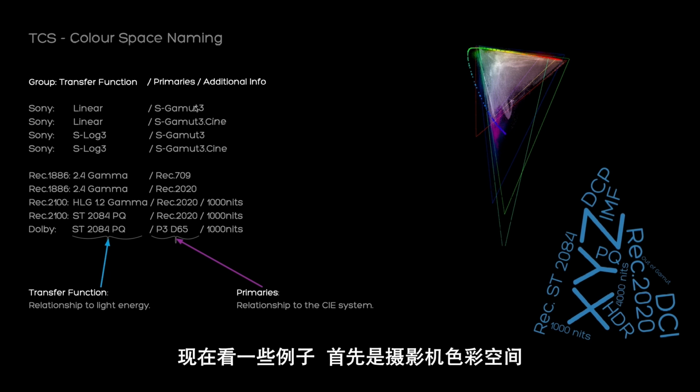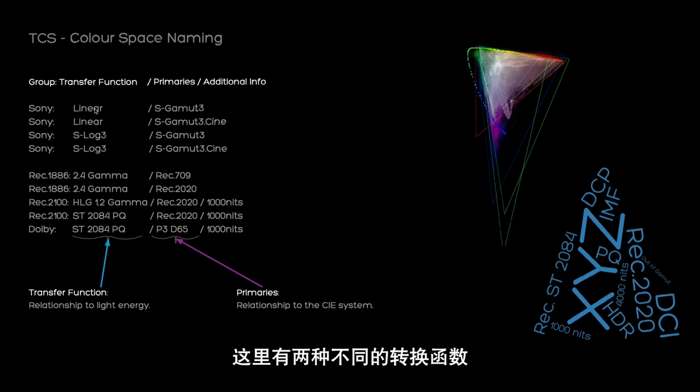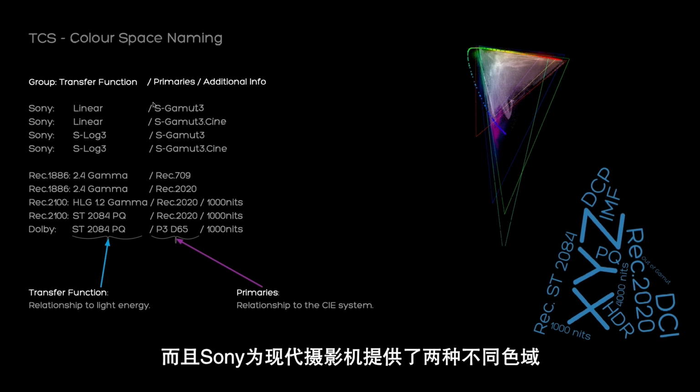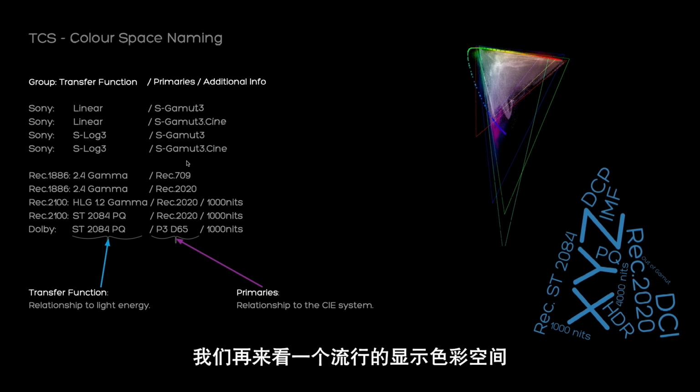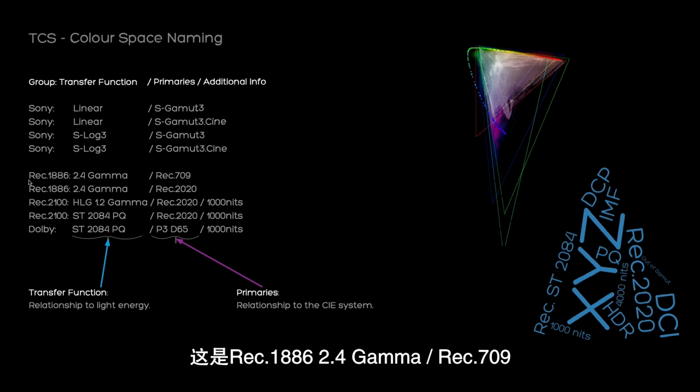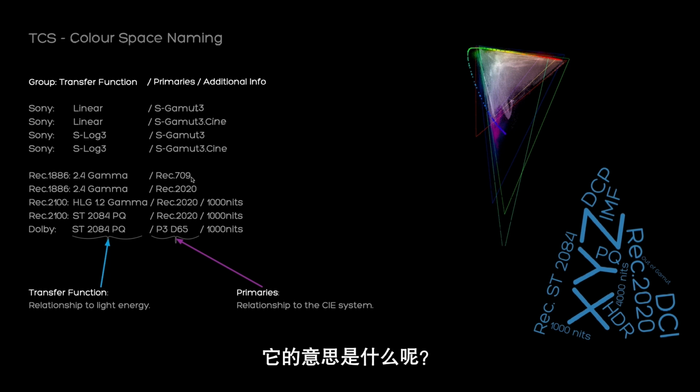First, the camera color spaces here. So here I have two different transfer functions, linear and S-Log3, and Sony also uses two different primaries for the modern cameras, S-Gamut3 and S-Gamut3.Cine. Let's have a look at one of the popular display color spaces, this one here, Rec 1886, 2.4 gamma, Rec 709. So what does that actually mean?